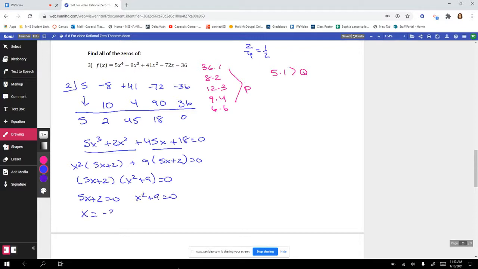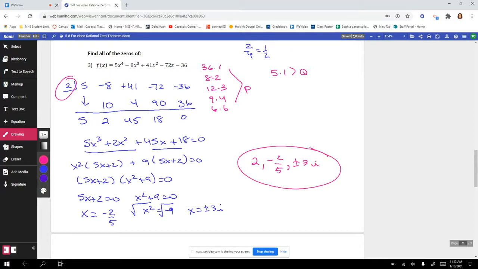So x is equal to negative 2/5. X squared is equal to negative 9. Take the square root of both sides. So x is equal to plus or minus 3i. Okay, so my final answer here, again, I have to grab that 2 from the beginning that I used in synthetic division, negative 2/5, and then plus or minus 3i. They are my 4 solutions.